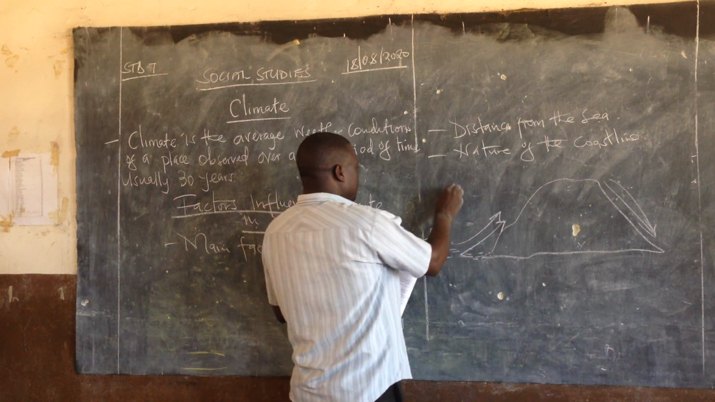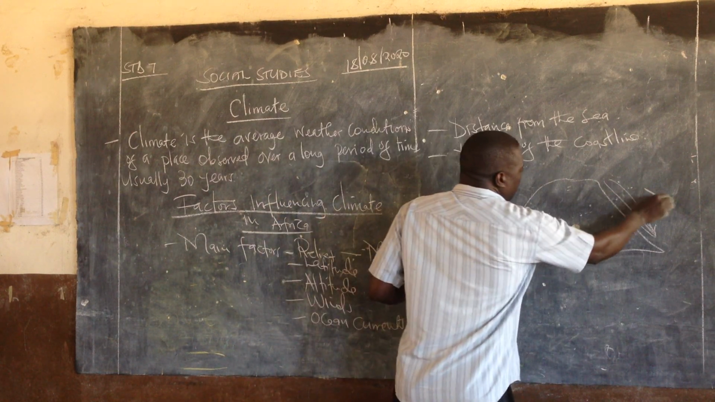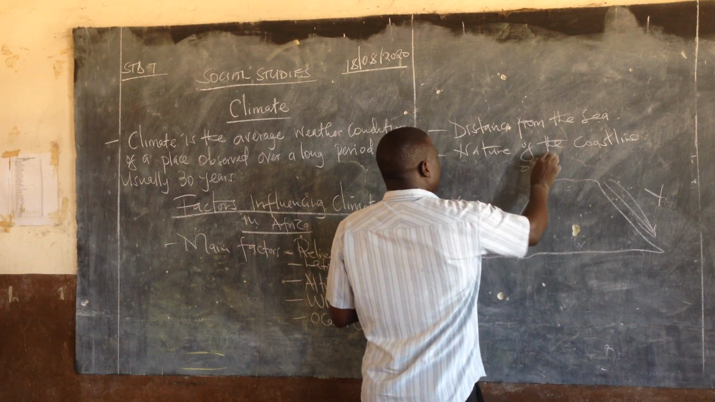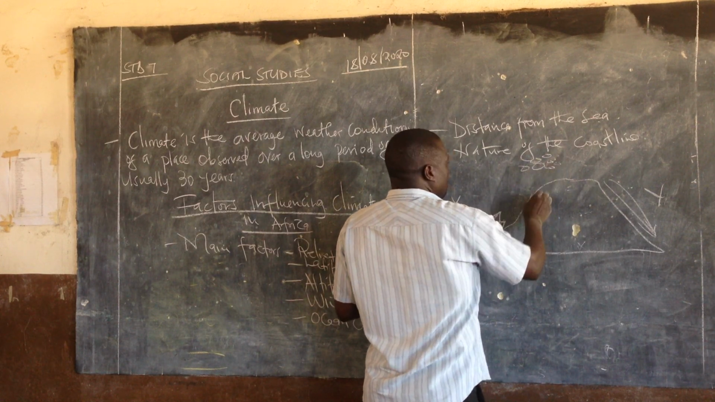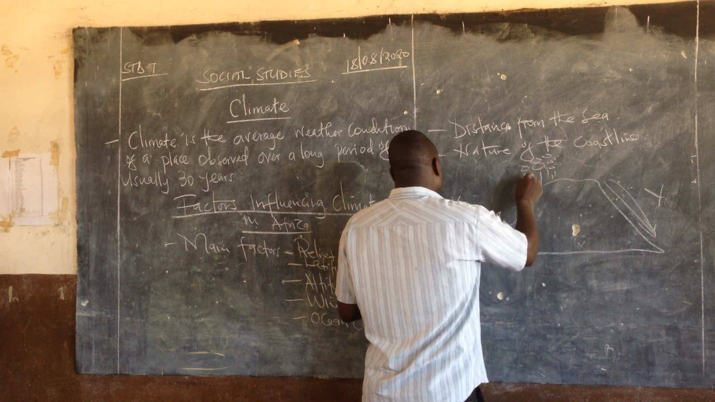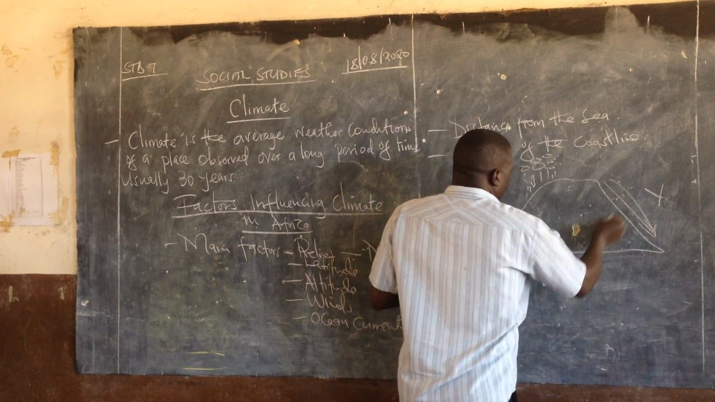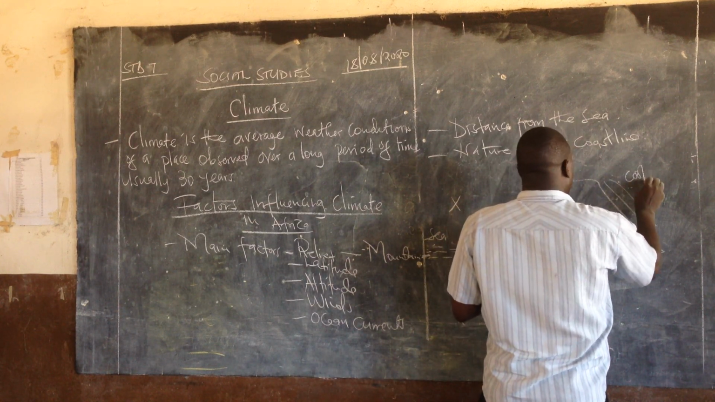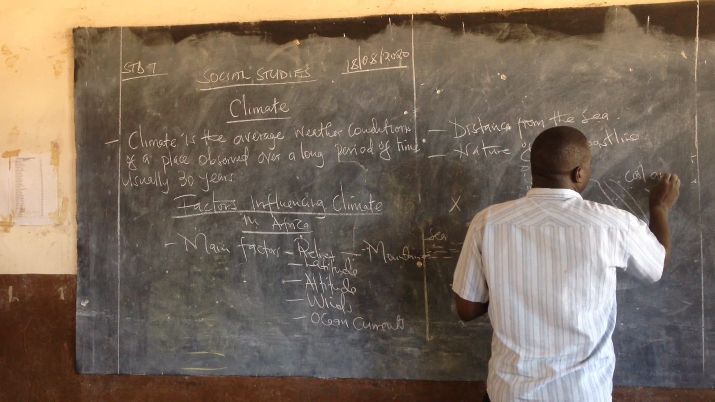Now this is X, that is Y. Then we have the cloud somewhere there. Then there is rain falling down. This Y, it is cool and dry.